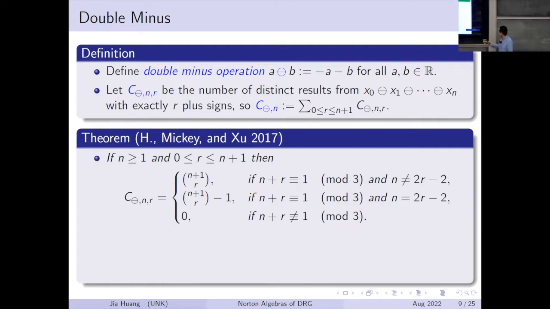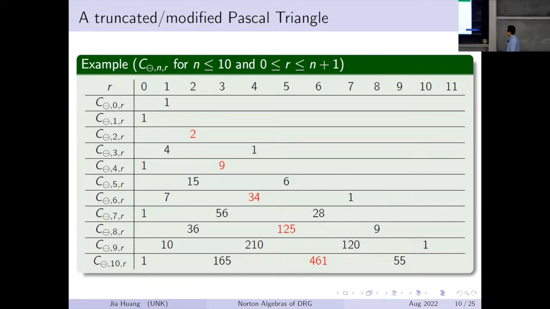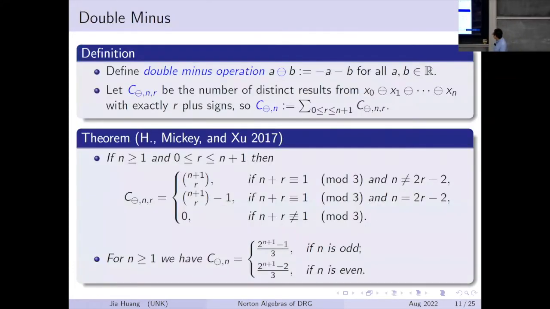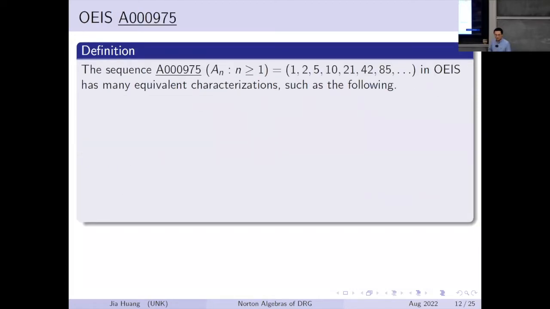And I'll show you the table here when n and r are small. I think it's like a Pascal's triangle, but it's truncated and also modified a little bit. There's that red diagonal where each entry is one less than the corresponding binomial coefficient. And I just add each row, I will get the C circle minus n, and that's not so hard. We get the formula. And it turns out that this last result, the C circle minus n, matches a sequence in the OEIS. And it's a pretty interesting one.